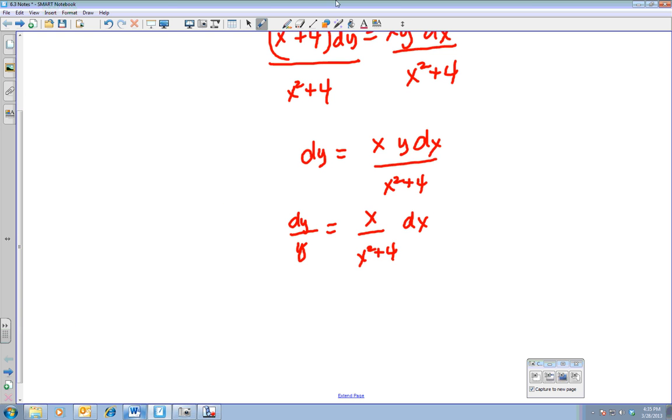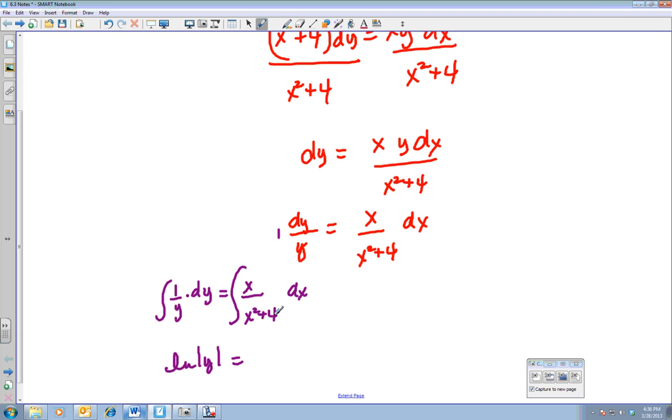Once we separate, now we're going to integrate. We always show that we're integrating both sides. So I'm going to have to write a little smaller. We're going to integrate 1 over y, here's my 1 over y, dy equals the integral of x over x squared plus 4 dx. When I integrate this side, the integral of 1 over y is natural log of absolute value of y.